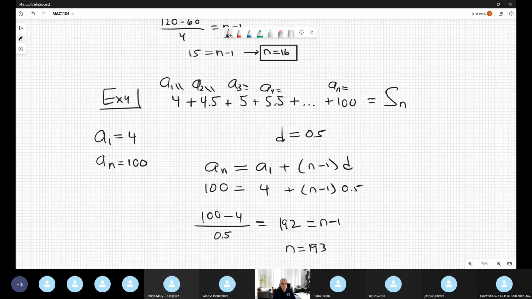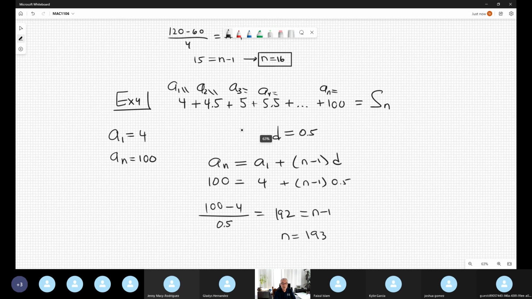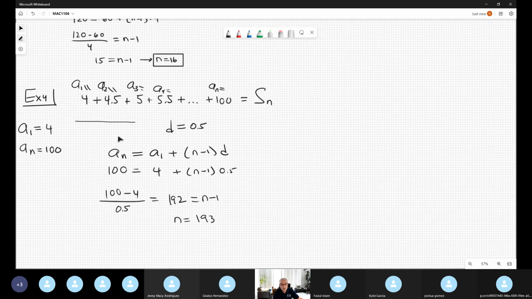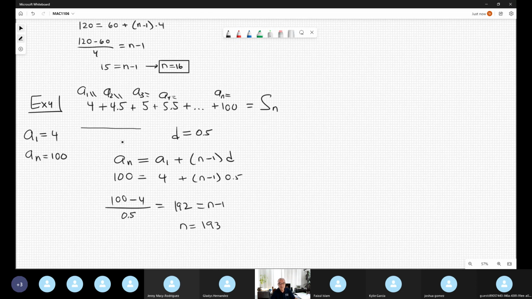Wow, it's too long. There are 193 elements inside the summation. We cannot predict at the beginning this long summation. Now, ready to apply the last formula. The last formula is easy. Look, you take the first, get 4. You add in the last one, get 100, divided by 2, average between both, and multiply by 193, because we have 193 elements.